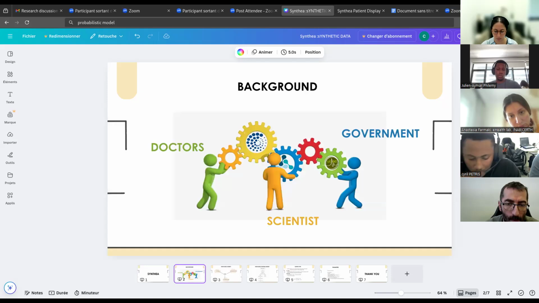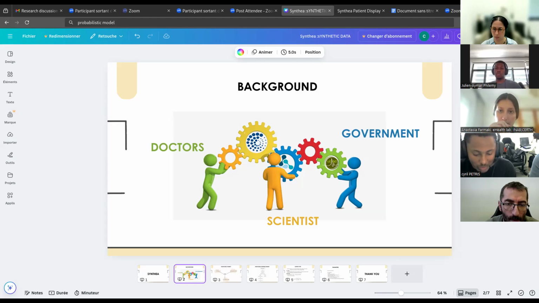So I'm going to talk a little bit about the background of this project. Synthea is a project that was created by doctors, scientists, and also with the help of the government. This tool was created to build synthetic data to be used for study and to run scientific studies.